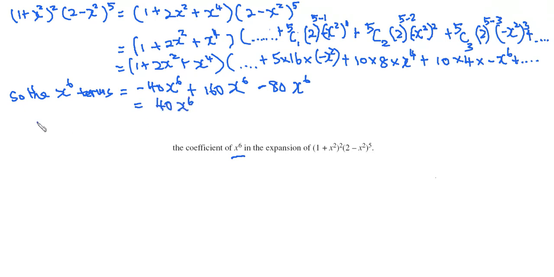x^6. Therefore, the coefficient of the x^6 term is equal to 40. Okay, that's it. So this one is a bit more complicated. Why? Because you have to find 3 terms of x to the power of 6 and then combine them together.